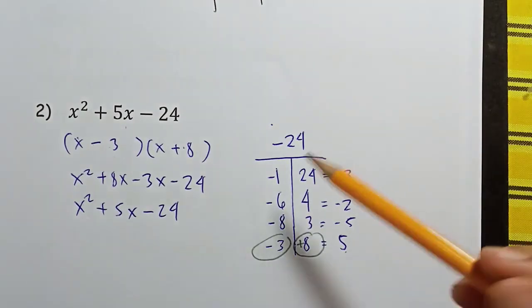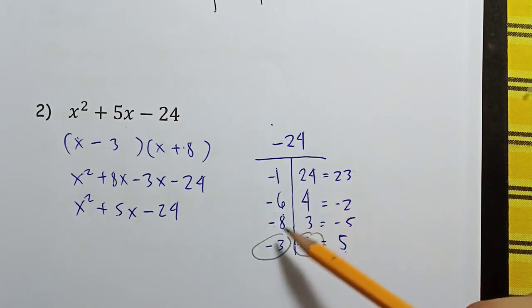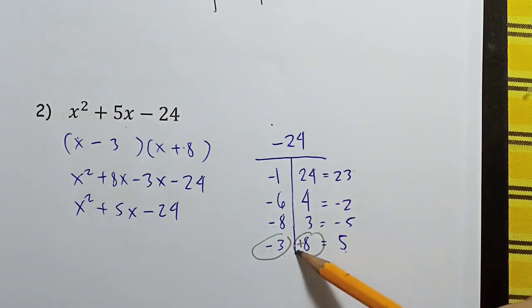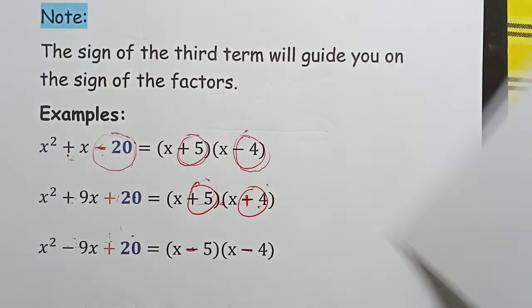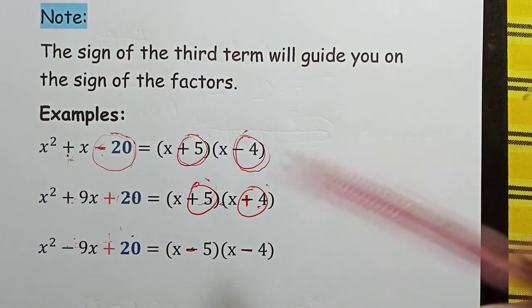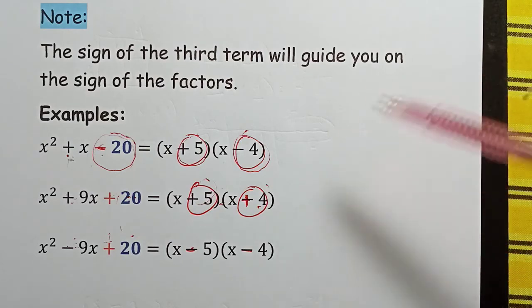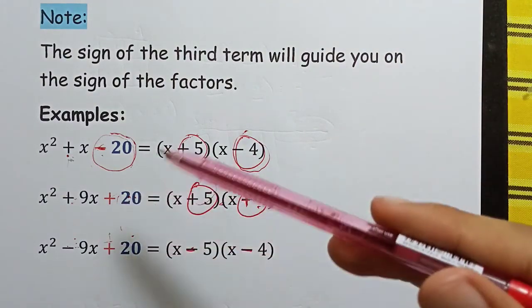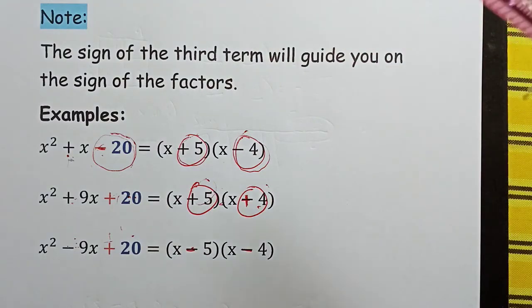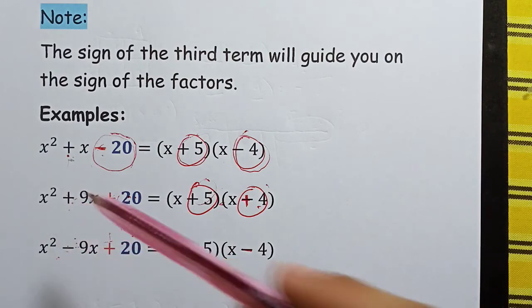Ito, yung paghahanap ng factor, trial and error lang. Negative 1, 24. Makikita nyo kung anong number o kung anong combination yung dapat, kung isa bang negative, isang positive. Gaya dito. Pero maganda rin na alam nyo to. So, take note na lang. Mag-guide kayo ng last term dun sa sign ng factor nyo. Kapag negative yung last term, ang sagot isang positive, isang negative. Kapag ang last term is positive, pwede siyang parehas positive or parehas negative, depende dun sa naunang operation.